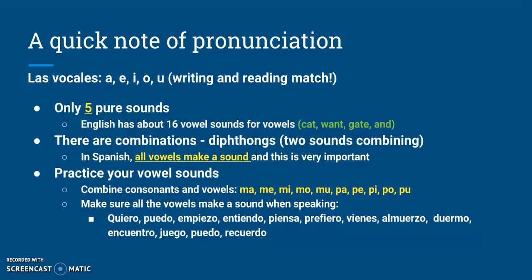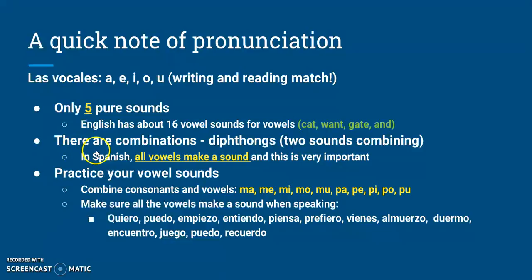But the vowels are very important. So we have A, E, I, O, U. These vowels are always going to make these sounds. These are called pure sounds, and that means that these sounds will always sound the same no matter what. Just the same 5 sounds. And I know it's a little bit hard because in English we have about 16 vowel sounds, which makes it very difficult when you're learning Spanish probably. So if you look at these words in English, all of these are going to sound a little bit different, even though they have the same vowel A.